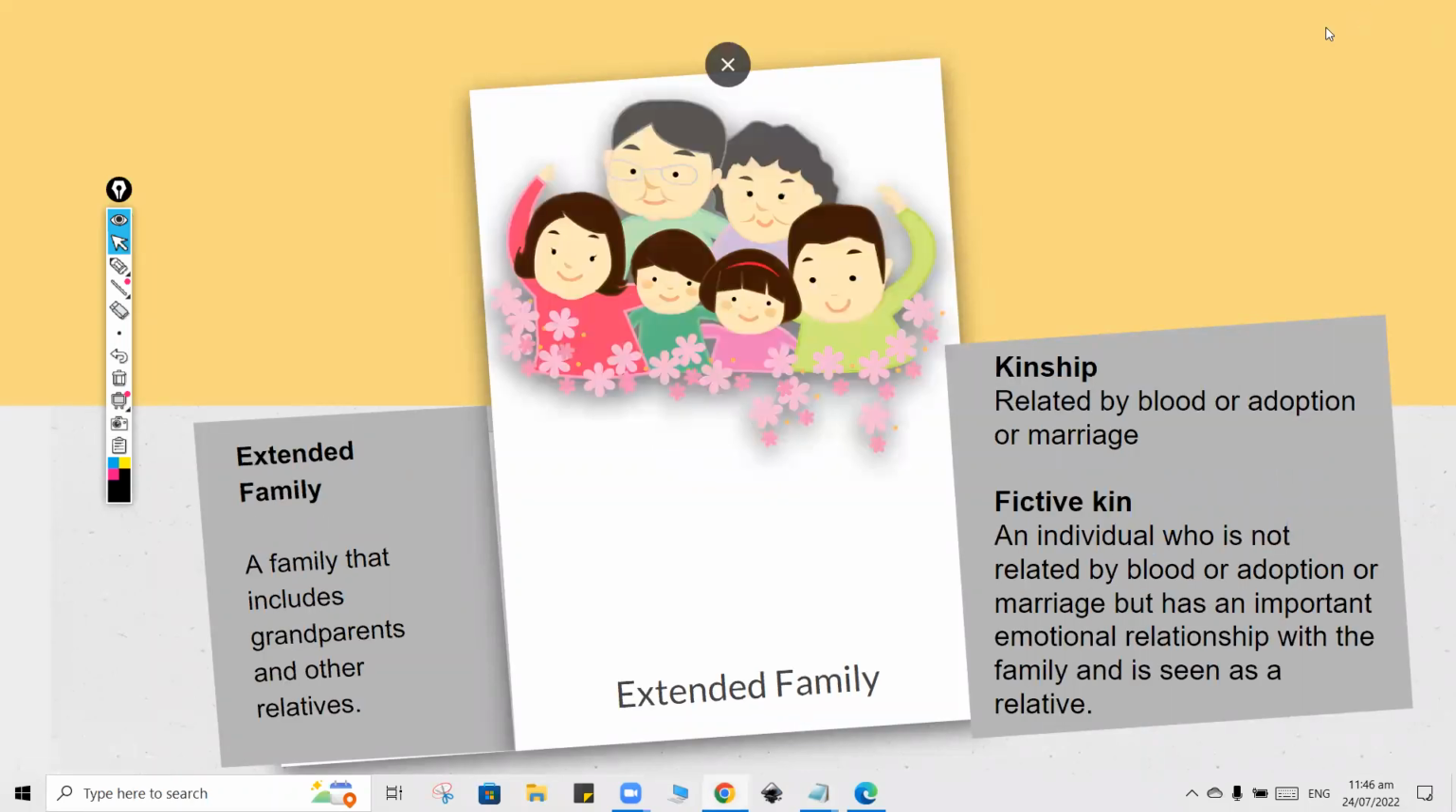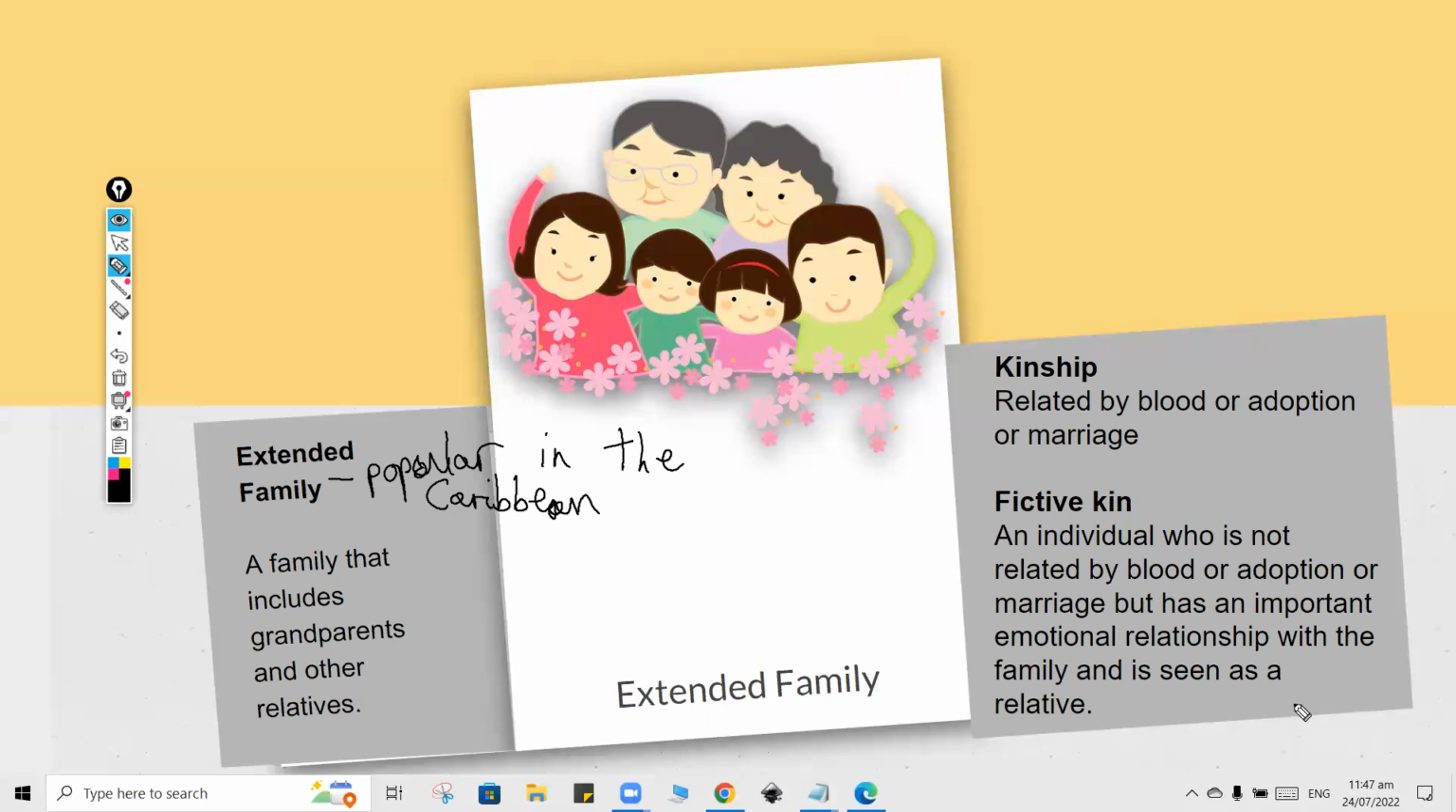All right, so the next one that we're doing is extended family. Okay, so let's talk about this. The extended family is very popular in the Caribbean. I put some notes here. Extended family is popular in the Caribbean. Most families in the Caribbean, more often than not, are extended families.